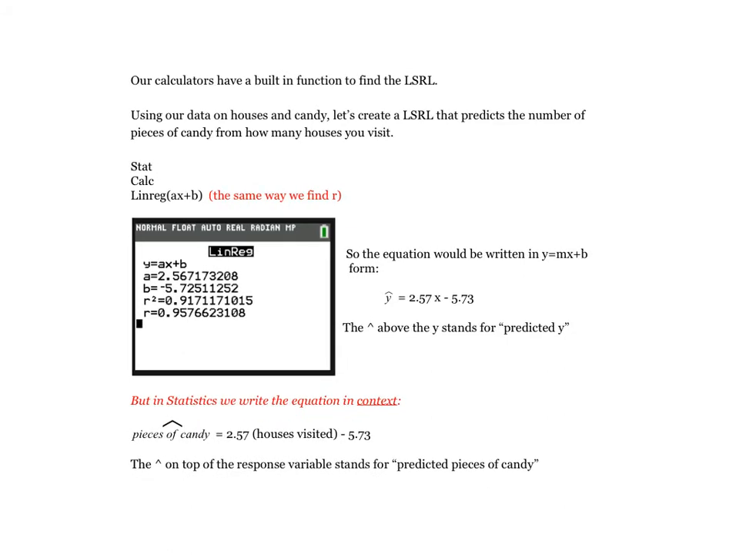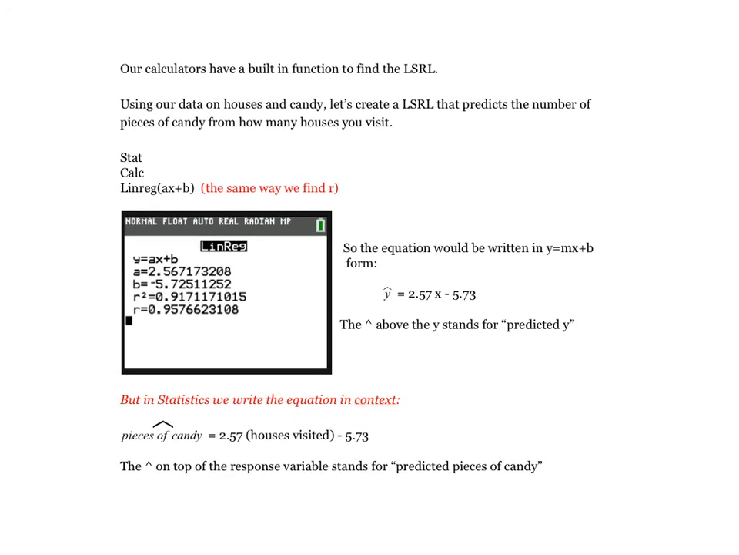Now the good news is our calculators have a built-in function to find the least squares regression line. Using our data on houses and candy from trick-or-treating, let's create a least squares regression line that predicts the number of pieces of candy from how many houses we visit. So we find the equation the same way we find r on your calculator. It's in the same location, okay? If you remember from the previous lesson, we found r by doing a linear regression, while the equation part of it is just above that on the same screen. So we'd go stat, calc, and then move down to linear regression, okay? And then hit enter.